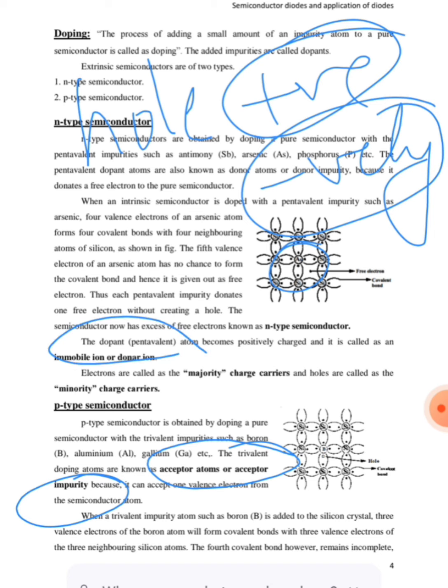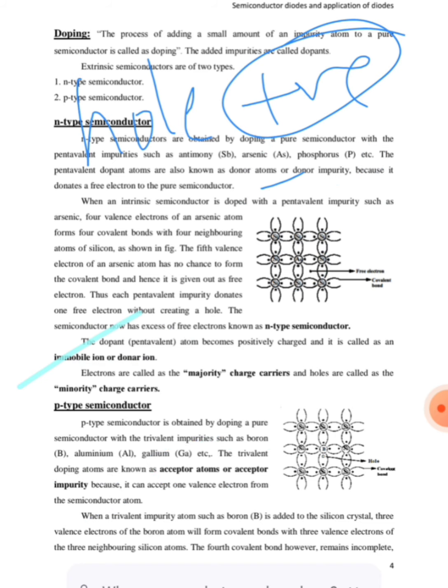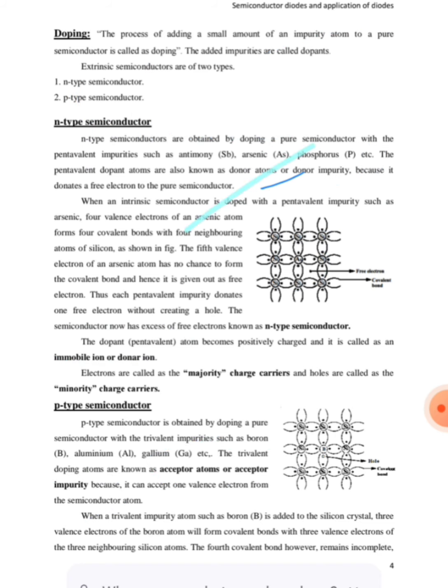Whereas here in the P type semiconductor, the impurity atom that is added will create a hole in the covalent bond, and that hole has a capability to accept an electron from its neighboring covalent bond or neighboring silicon atom. So these trivalent impurity atoms are called the acceptor atoms or the acceptor impurities.